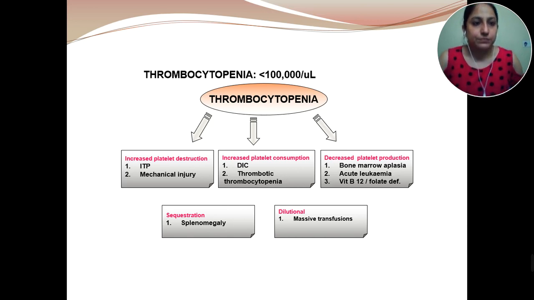Sequestration, that is trapping and destruction of these platelets, could be due to splenomegaly. Dilution occurs when massive transfusions are given; it could lead to a decrease in the platelet count because the volume has increased.